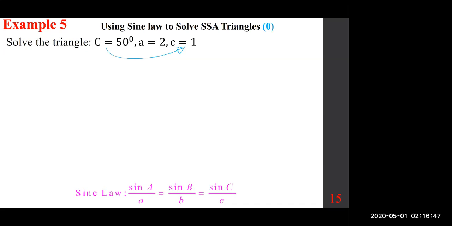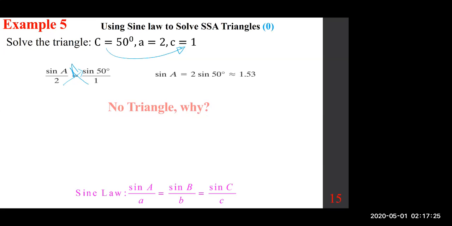In any event, so sine A over 2, sine C or 50 over 1, and we do the cross product. Sine A times 1 is sine A, 2 times sine 50, and we end up with 1.53. There is no triangle. This doesn't work.